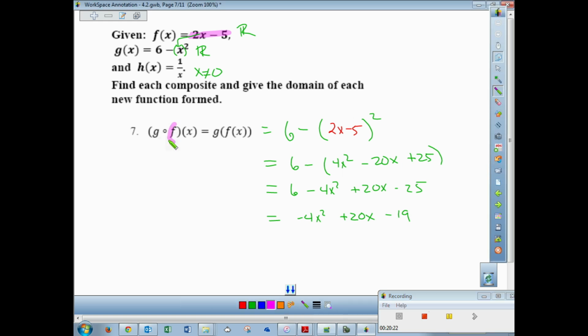F is the function that comes first. He's allowed all real numbers. Substituting in, this pink thing goes into the g function, so I put it in for x. Then you clean it up.